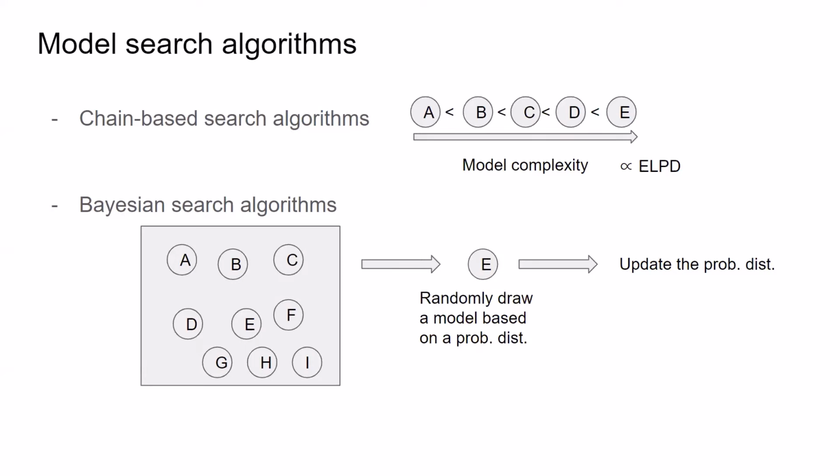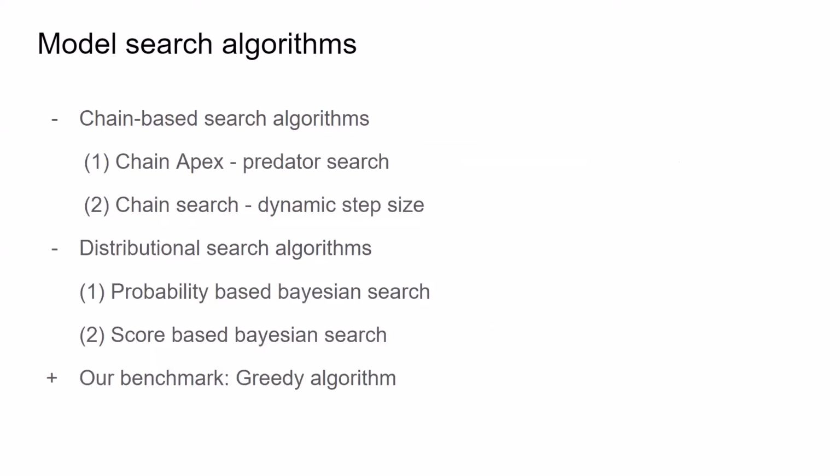The other stream of model search algorithm would be the Bayesian search algorithm. Given a set of models in the network, at each iteration, we randomly draw a model based on a probability distribution. After we compute the ELPD value of the model, we update the probability distribution and repeat this process until we run out of our computational resource. The four algorithms presented are chain apex predator search, chain search with dynamic step size, and probability and score-based Bayesian search algorithms. We use the greedy algorithm as our benchmark.